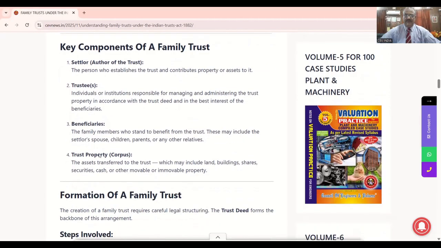So, in a family trust, the beneficiaries are no doubt the family members of the settlor. And कौन-कौन हो सकता है? सेटलर के वाइफ, चिल्ड्रन, पेरेंट्स और एनी अदर रिलेटिव. तो सेटलर की मर्जी है वो किसके नाम से किनको बेनिफिशियरी बनाता है और किसको ये बेनिफिट जाना चाहिए.